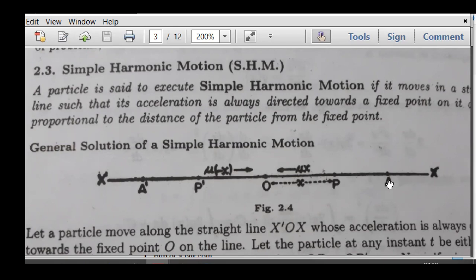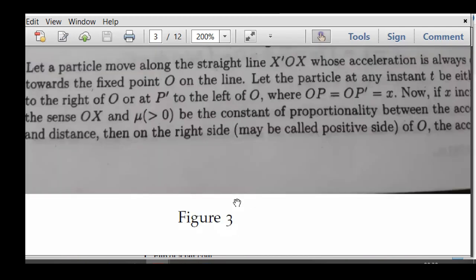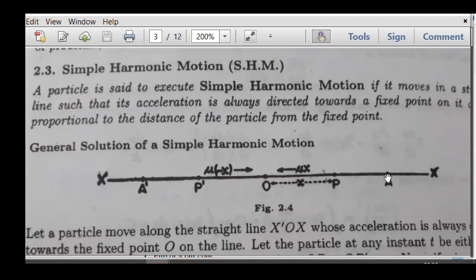So actually this journey can be broken into some equal parts. From A to O, one part. Then again, due to symmetry, whatever distance is covered here, the same distance will be covered here also. It is a symmetric motion. So the time you require to move from A to O is the same as the time to move from O to A dashed. Why? Because we have just seen that the equation of motion is exactly the same on the right hand side of O or on the left hand side of O, so you will get exactly the same quantities.